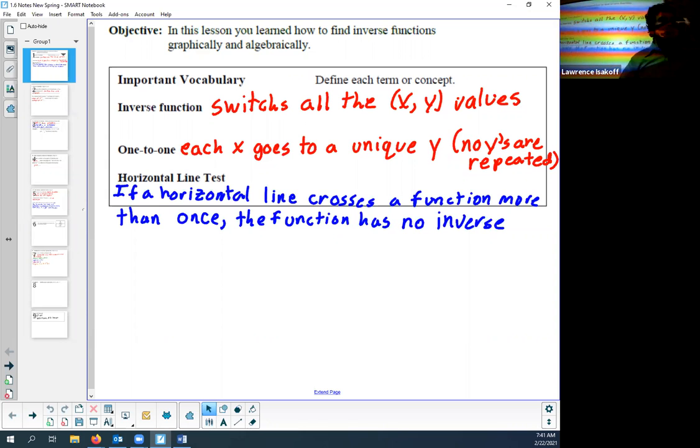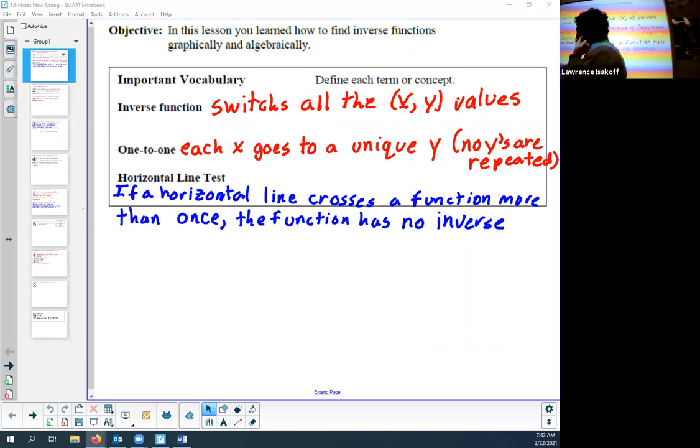So we talked about the vertical line test to see if something is a function. There's actually a horizontal line test to see if a function has an inverse. The horizontal line test works just like the vertical line test, except now it's horizontal. And so if it touches a function more than once, that means that it technically does not have an inverse. So that is our vocabulary.